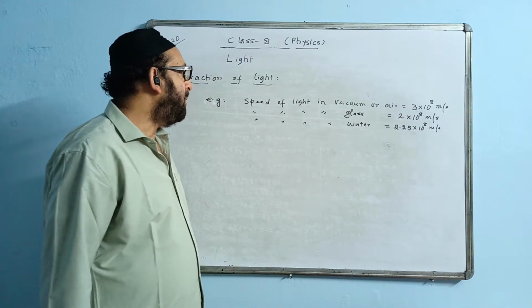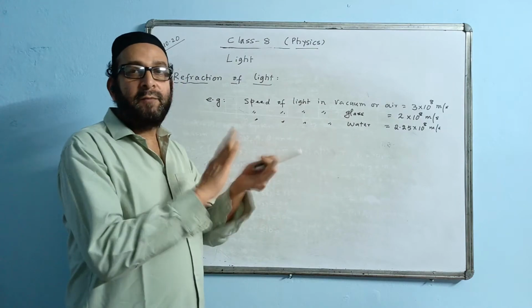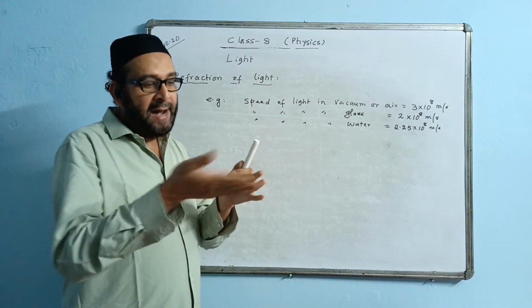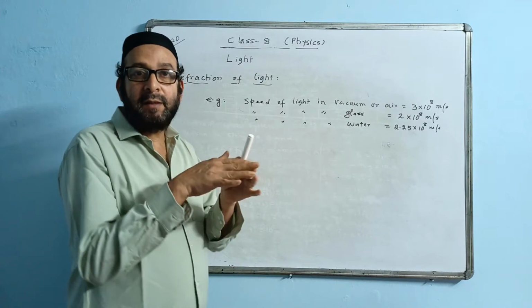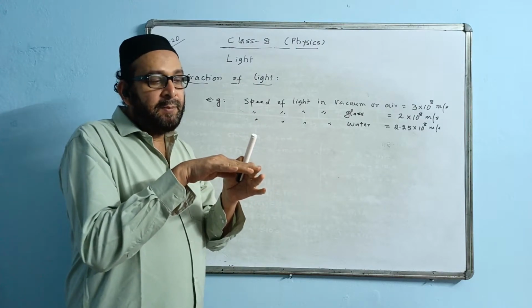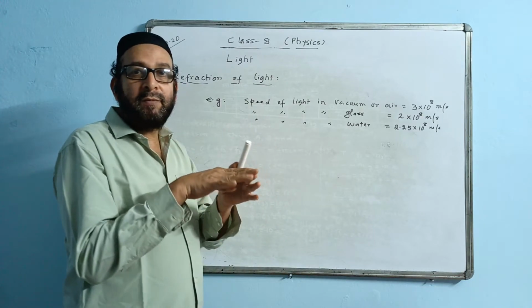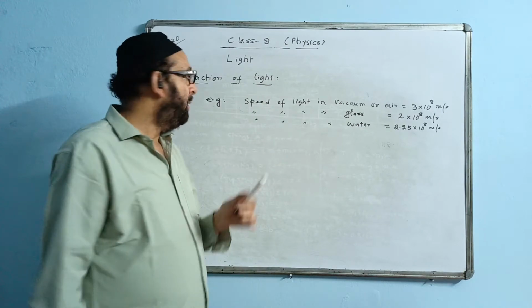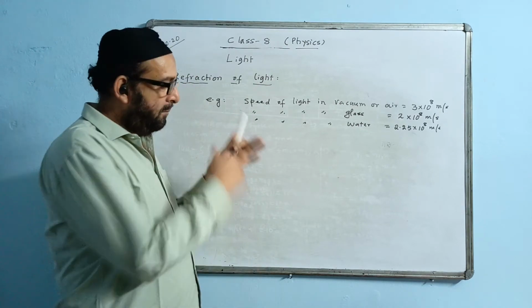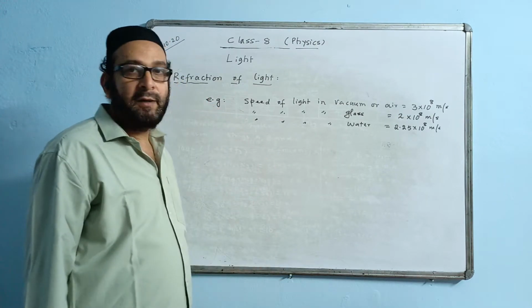Then what is the cause of refraction? The speed of light varies from one medium to another medium. So at the surface, when a ray of light traveling from one medium enters another medium, either its speed will increase or it will decrease. Either it will speed up or it will slow down. If it is slowing down or speeding up, there will be bending taking place, and that is called refraction of light.